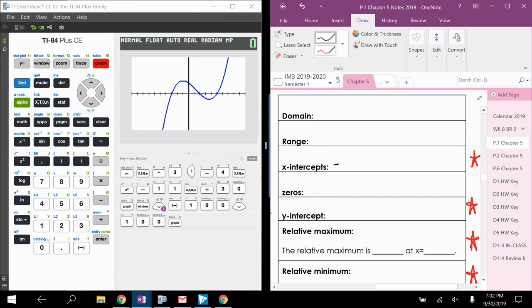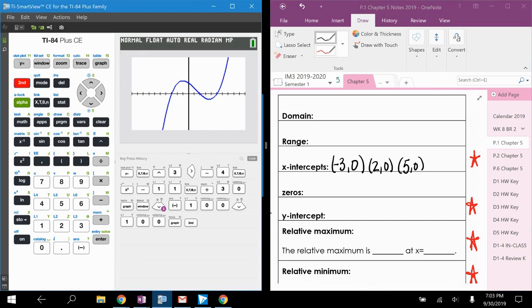So we have -3, 0. Let's take a look at the next one. I have 1, 2. So 2, 0. And then I have 1, 2, 3, 4, 5. So 5, 0. Now, another way to calculate your zeros, we can use that table that we've used last chapter.